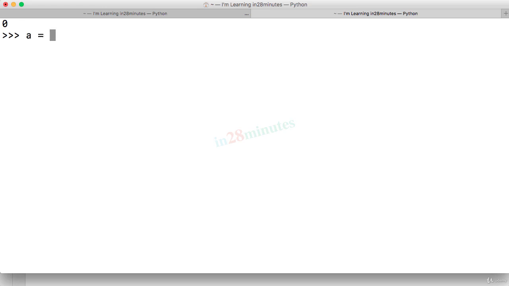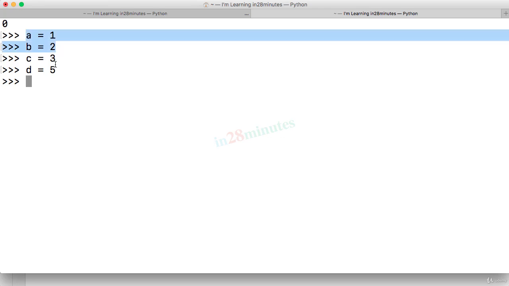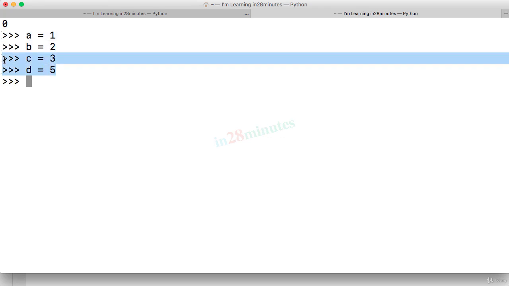Let's say I have defined four variables. A is 1, B is 2, C is 3, and D is 5. I want to find out if A plus B is greater than C plus D, that is, if the sum of the first two variables is greater than the sum of the next two variables. If that is the case, I would want to print "A plus B is greater than C plus D" to the console. How to write an if statement for that?